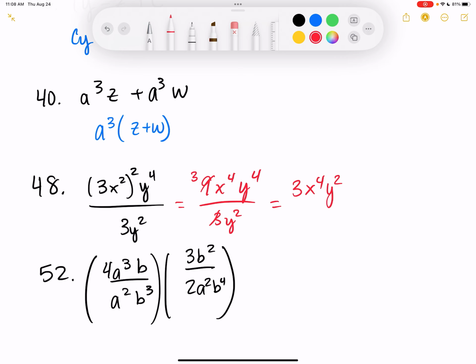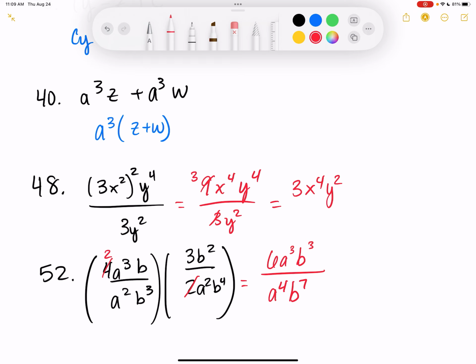Okay. So I could go ahead and say 2 and 4, that's going to reduce down and leave me with a 2. But then I would go over here and rewrite this all as 1. So on top, what does that leave me with? 6a cubed b cubed. And then on the bottom? A to the 4th, b to the 7th. Okay. So then now I can simplify it down.